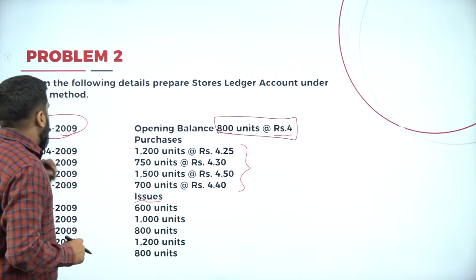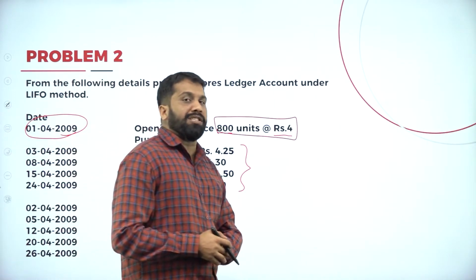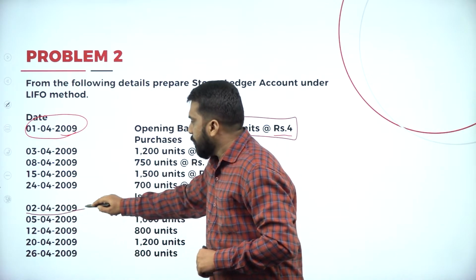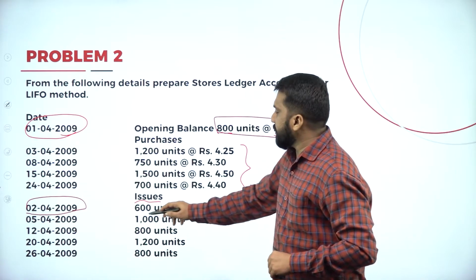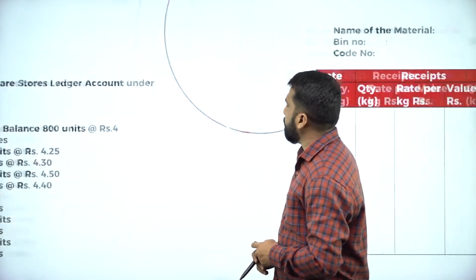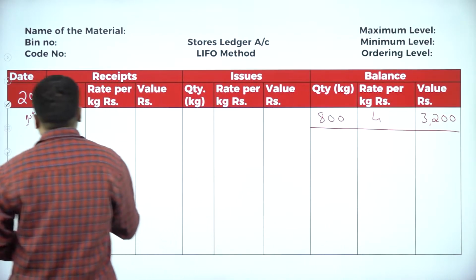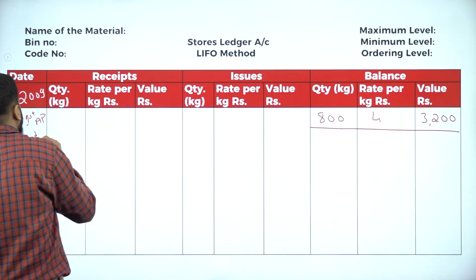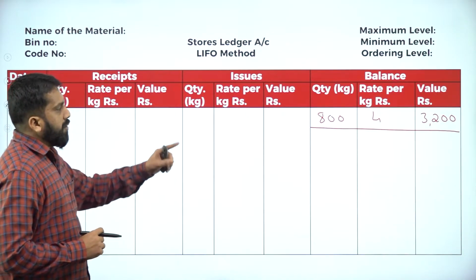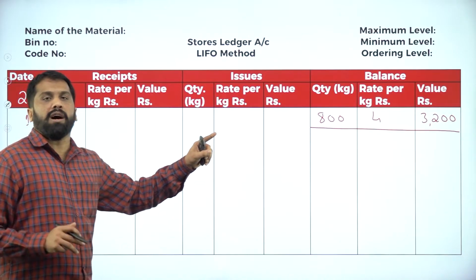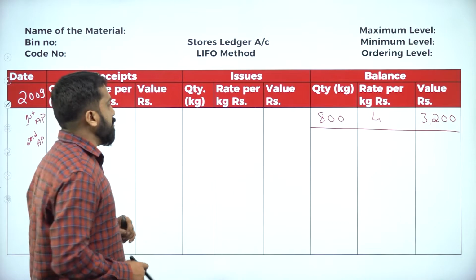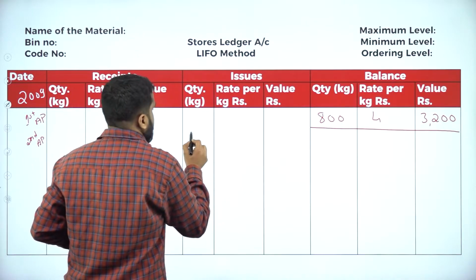So, after 1st April, which is the next day? Next day will be 2nd April. How many units are issued? 600. So this will be 2nd April, 600 units. We have only one box. LIFO or FIFO will not apply if there is only one box. So it will be issue column 600.